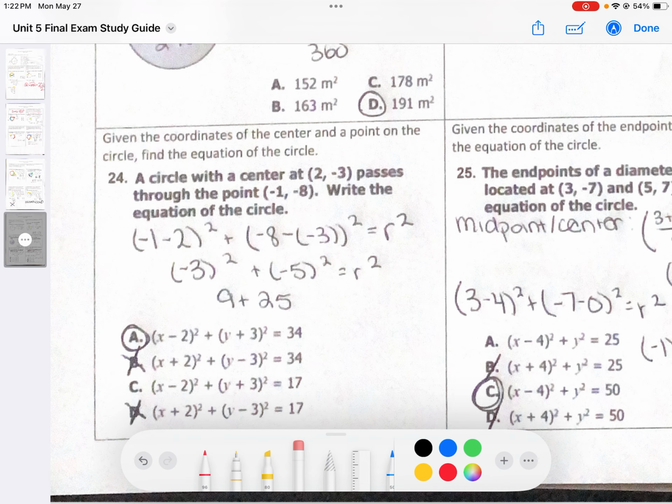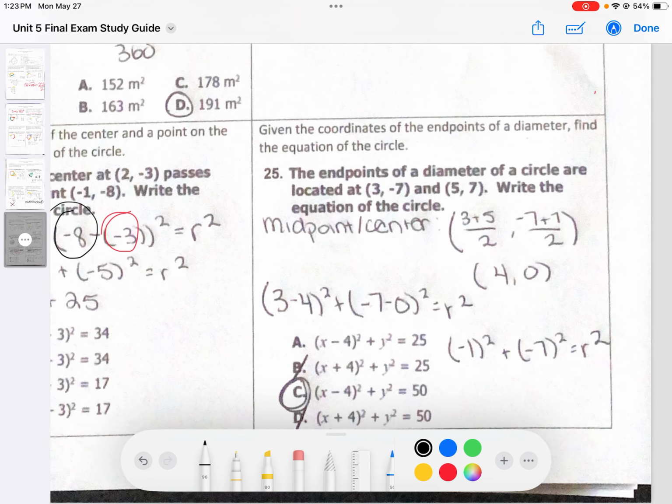Then I had to figure out what my radius squared is. So all I did was plug in, if I know my center h and k, this is h and this is k. Then x and y, this is my x and this is my y. I just plug in those values, and r squared, as you see the math here, is 9 plus 25, which is 34.